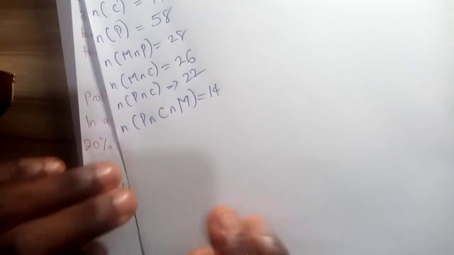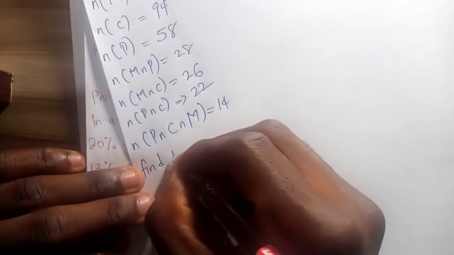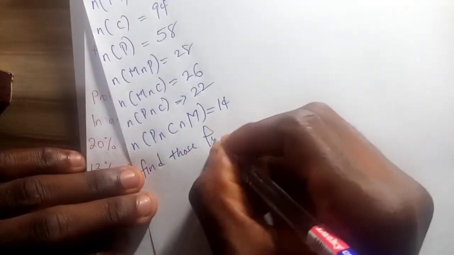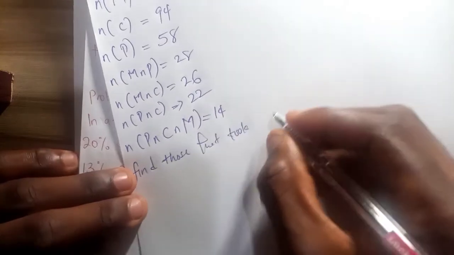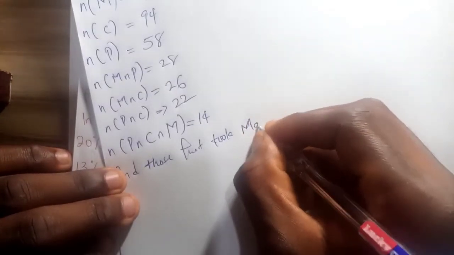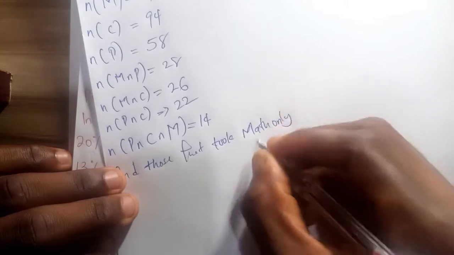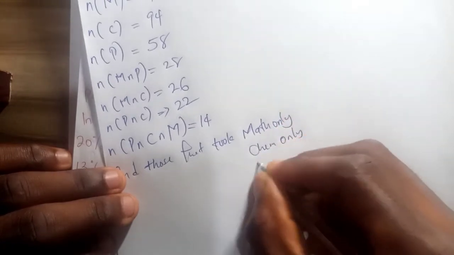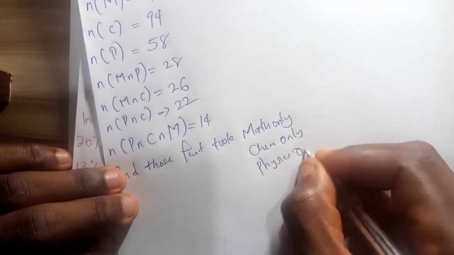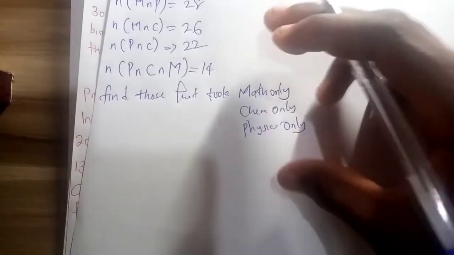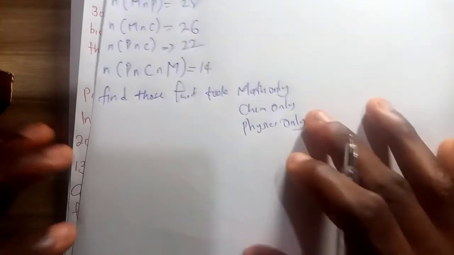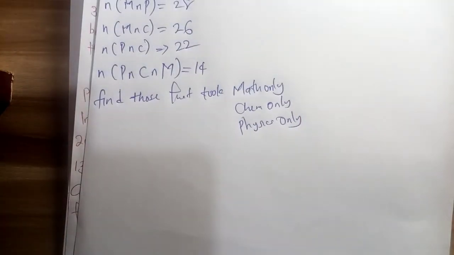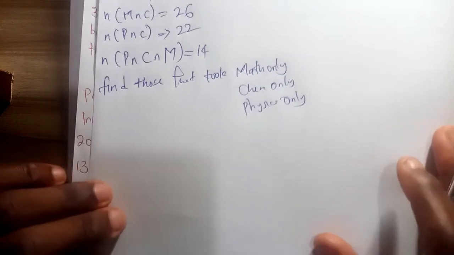That means the number of physics intersect chemistry intersect math is equal to 14. So we want to find those that take one course only. Find those that took math only, chemistry only, and physics only. When we find those, we add them together. That's what will give us the number of those that take only one subject. Now the solution.